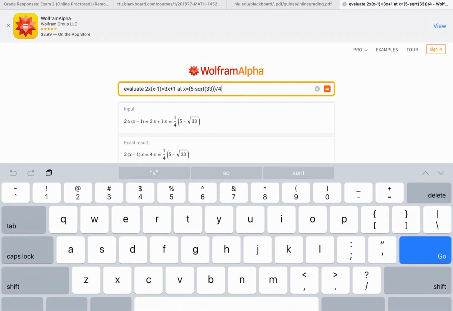Okay, let's try this. There's another way around this. Solve. Go.